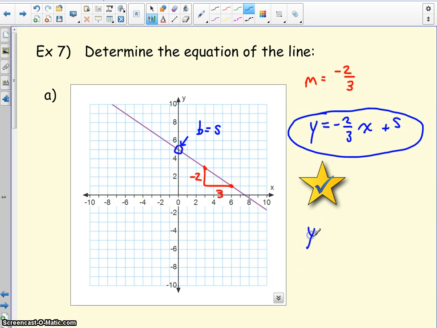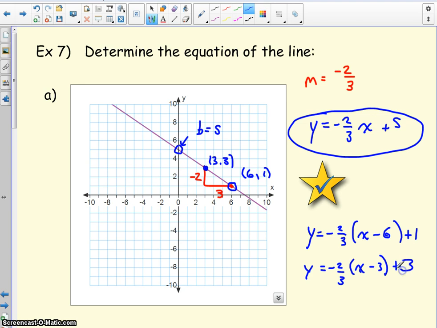So if you want to use point-slope form, let's say we wanted to use any nice point. Let's say we want to use this point right here. The coordinates of this point are 6 for the x, 1 for the y. So point-slope form would be y equals negative 2 over 3 times x minus 6, plus 1. If I want to use this point, I could have another equivalent point-slope form. This would be y equals negative 2 over 3, and this point right here looks like 3, 3, so I'd have x minus 3, plus 3. And you get the idea. I could continue going on forever.